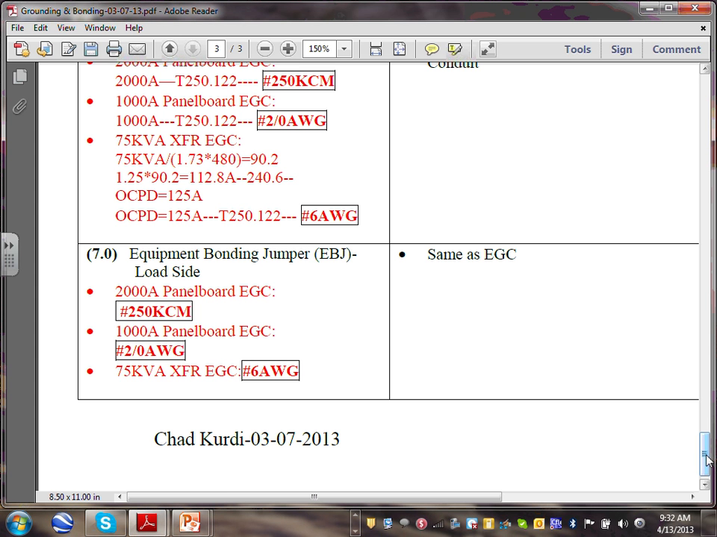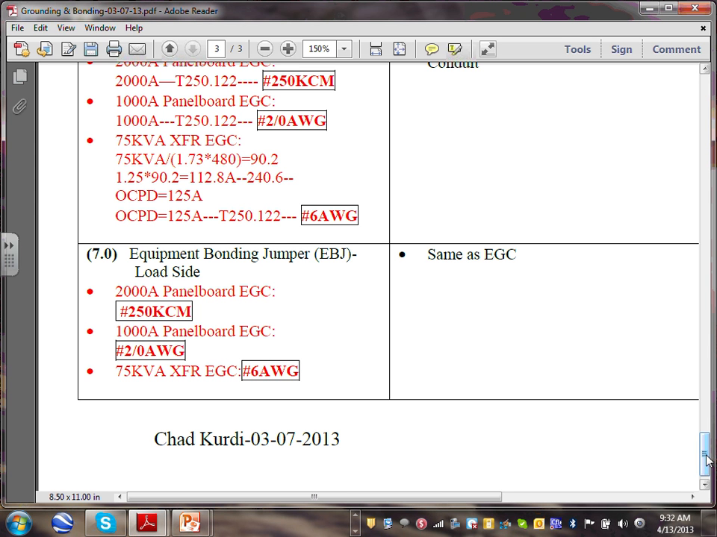Does that make sense? This is probably the difference between a supply side bonding jumper and an equipment bonding jumper. If you daisy chain or if you go home run from each one of them, the size is the same. Supply side bonding jumper will be completely different sizes. Here, the equipment bonding jumper is sized based on the overcurrent protection device. Any comments, guys? Any questions about that?